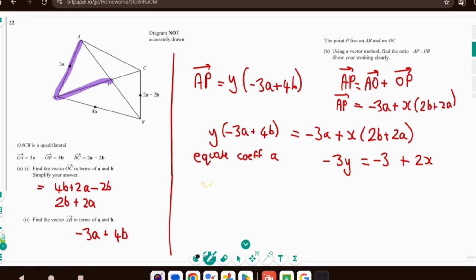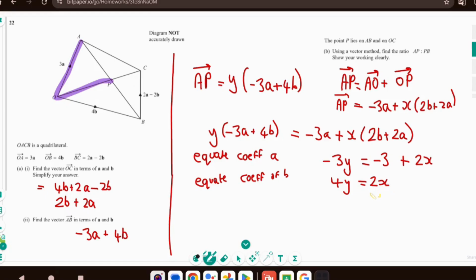I'm now going to equate coefficients of B. On the left-hand side, we'd have 4y, because if you'd expanded the brackets, you get 4BY. On the right-hand side, we'd have 2x. So now I have two equations with x and y, so using some sort of simultaneous equations, I am going to find out the value of x and y.